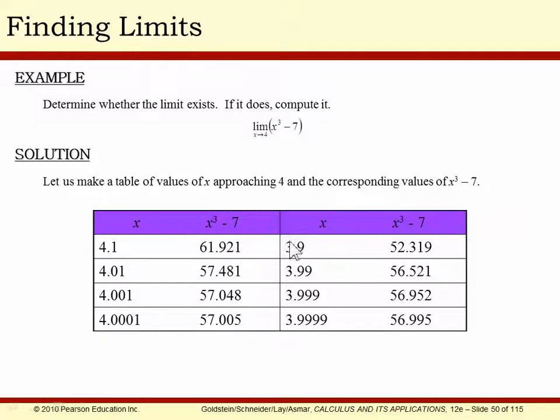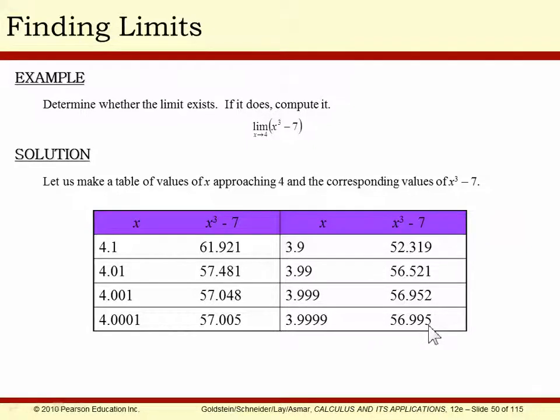If we plug in a 3.9 for x, we get this number here. If we plug in a 3.99 for x, we get 56.521. If we plug in a 3.999 for x, we get 56.952. And if we plug in a 3.9999, we get 56.995. So we're getting closer and closer.